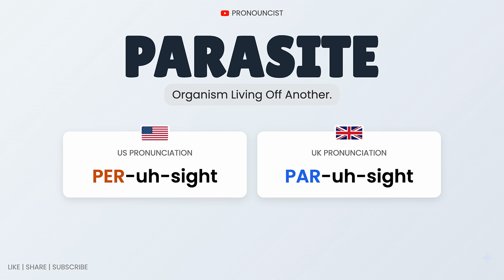Now, let's focus on British pronunciation of this word, parasite. Now, read the syllables of British pronunciation shown on the screen naturally. Sight, parasite. US says per, UK says par.